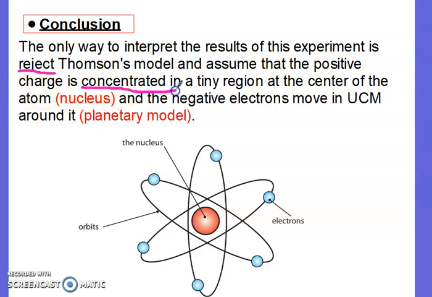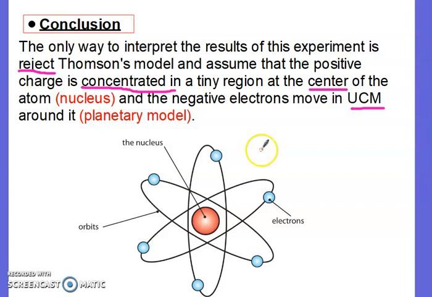Rutherford assumed that the positive charge is concentrated. Where is the positive charge concentrated? In a tiny region at the center of the atom, which is called the nucleus. Here it is. This is the positive charge, and the electrons move in uniform circular motion around it. This model is called the planetary model because it looks like the motion of planets around the sun, where the sun is the nucleus and the planets are the electrons. Clear? Moving in an almost circular trajectory. This model is much more accepted than Thomson's model. Okay?